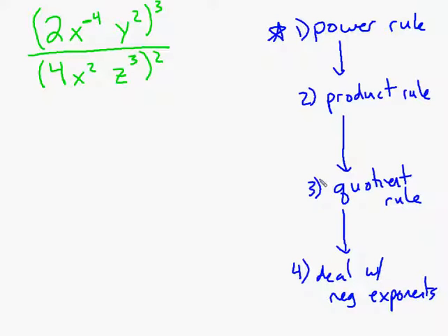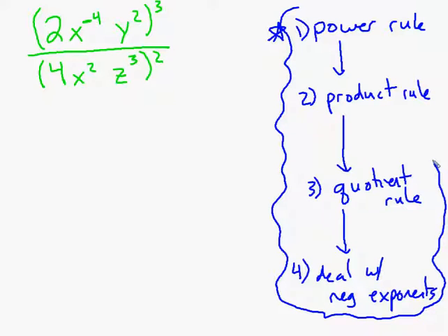Now, you don't necessarily have to follow this order all the time, but if you do, it generally will lead you to the right answer. You can sometimes do it in a different order, but if you follow this, pretty much you get the right answer. So always do your power rules first, then any product rules, then any quotient rules, and then deal with any negative exponents. That generally will let you get the right answer.